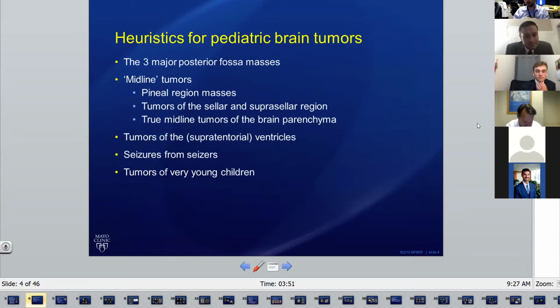We'll talk about pineal region masses, suprasellar tumors, and then other tumors of the midline brain parenchyma, a specific subgroup of midline gliomas. Then we'll start to spread out laterally, talk about tumors of the supratentorial ventricles, talk about tumors that arise from the cerebral hemispheres that tend to cause seizures. And then I'll spend a little bit of time talking about some very rare tumors that tend to occur in very young children that aren't really restricted by anatomic location.